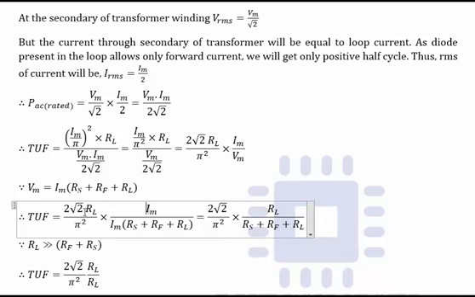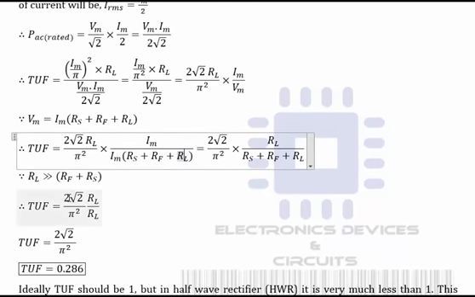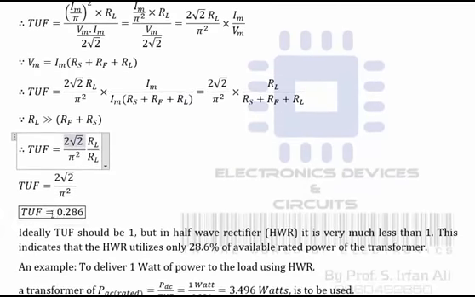Now in the numerator we have RL, and in the denominator we have three resistances. So we cannot cancel unless we have this Rs and Rf as 0. We can make it 0 by comparing with RL. Rs and Rf are very small as compared to RL, so they can be neglected easily. As soon as you neglect them, you can cancel RL with this RL, and you will remain with 2 root 2 by pi square. If you solve it in a calculator, you will get 0.286.